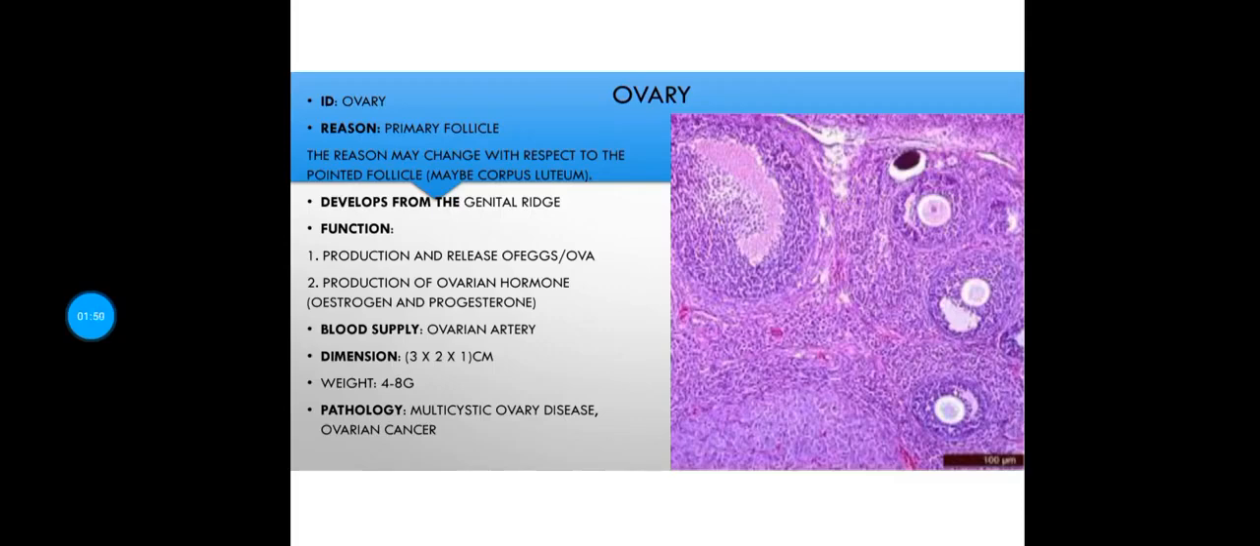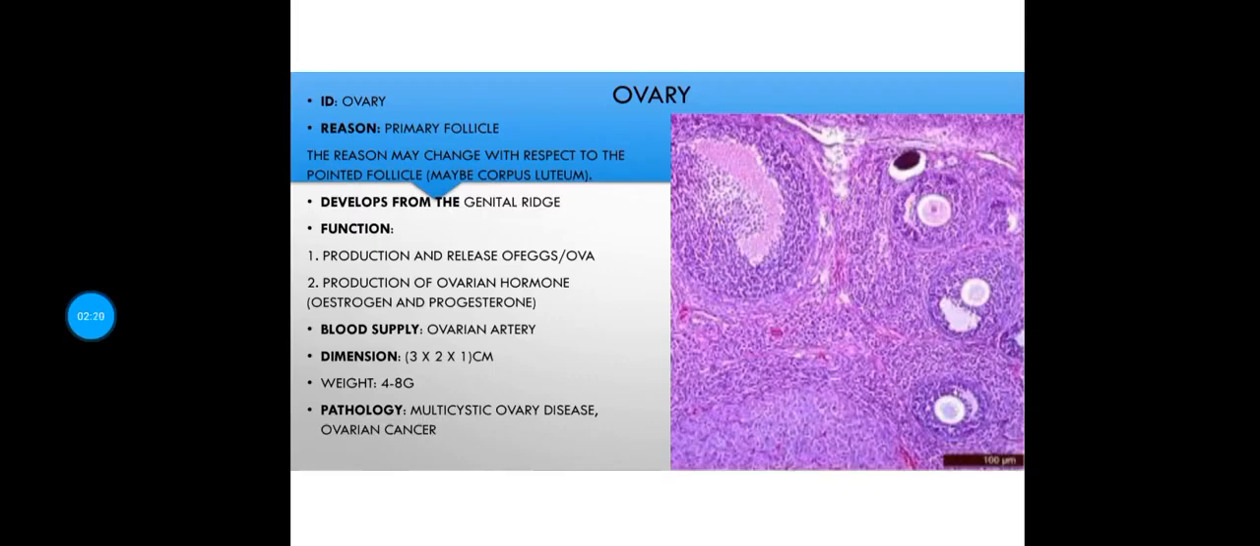The dimension of the ovary is 3 by 2 by 1 cm, and the weight is 4 to 8 grams. The pathology involving the ovary includes multicystic ovarian disease and ovarian cancer. The slide of the ovary is quite easy to identify on histology, as the most striking feature is the presence of the ovarian follicles.